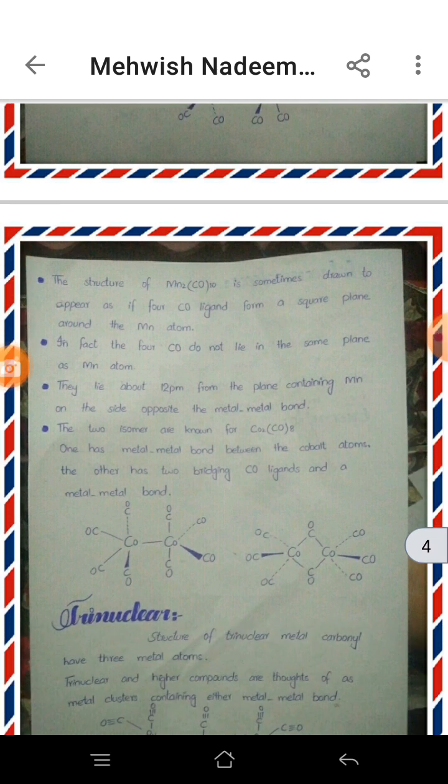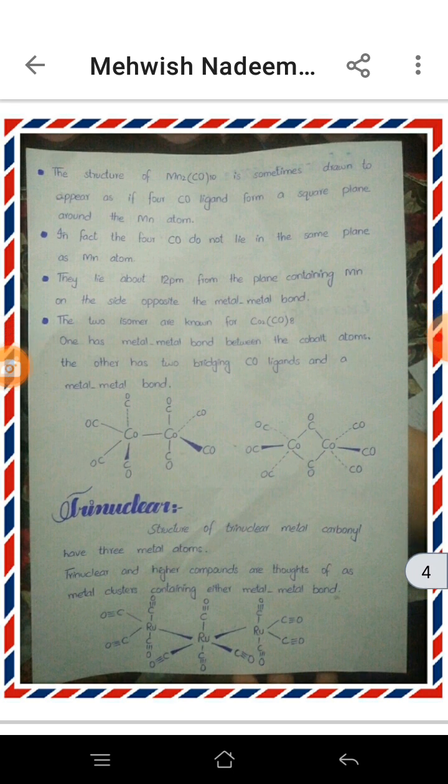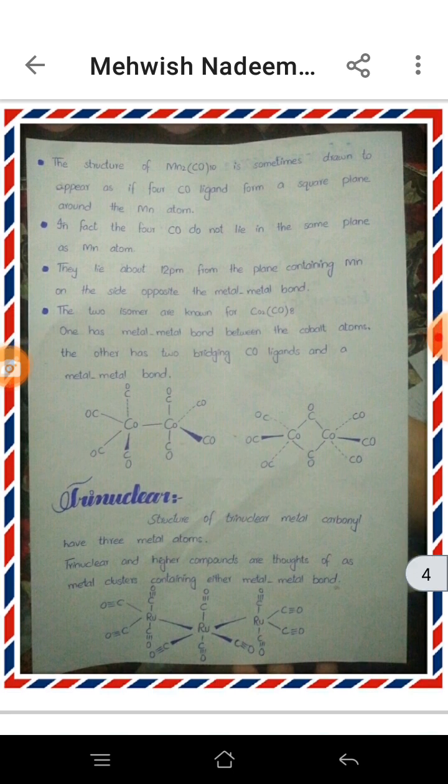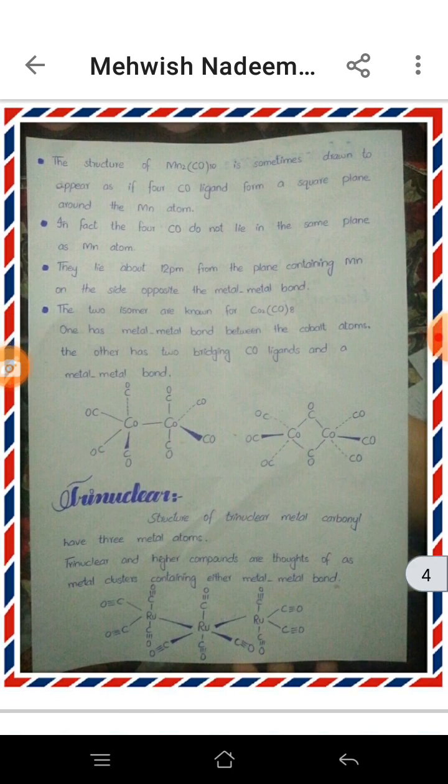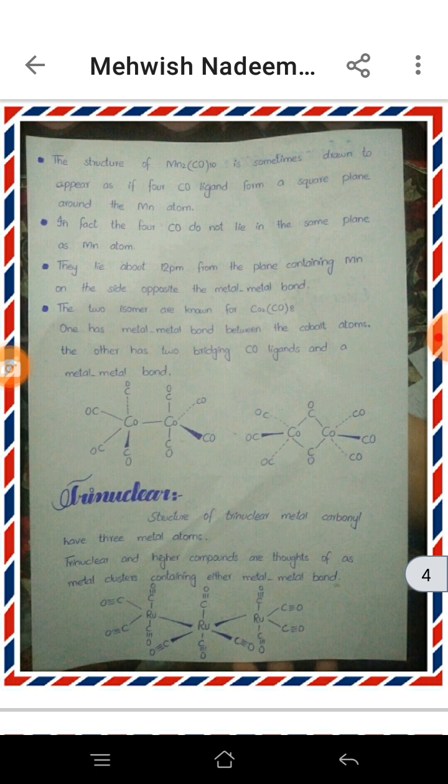Two isomers are known for cobalt, which has CO ligands. One has a metal-metal bond between the cobalt atoms, the other has two bridging CO ligands and a metal-metal bond. You can see on the screen that I have drawn two structures. The first one is the simplest structure and the second one is the bridging structure.